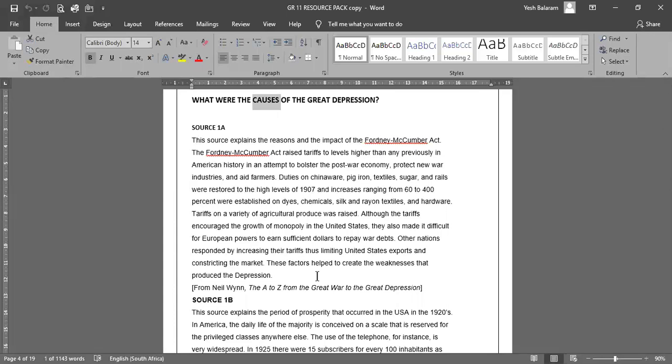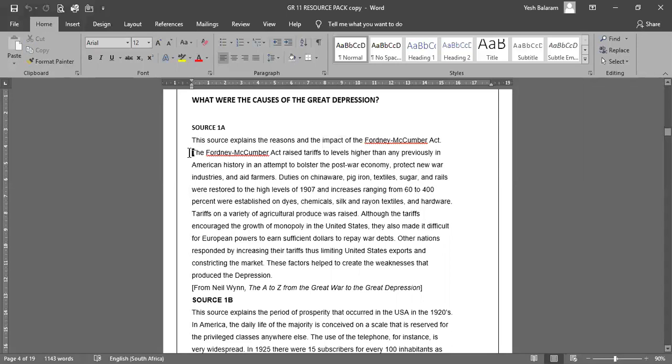Source 1A says, this source explains the reasons and the impact of the Fordney-McCumber Act. In the first sentence already, there's an important word, the word impact. Impact refers to the effect, consequences, or results of an event or a policy, or in this case, the law that was passed known as the Fordney-McCumber Act.